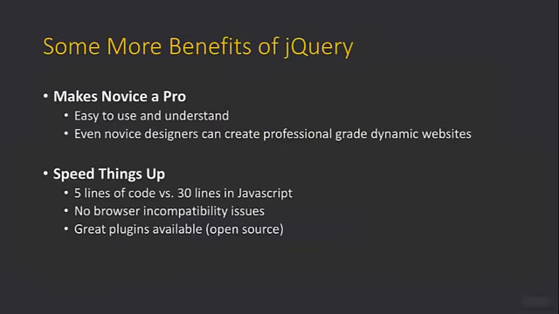Now here are a few more things that make jQuery such a popular library. It makes a novice look like a professional. Okay, a novice developer can get great work done using jQuery. It's easy to understand and use, and novice designers can create professional grade dynamic websites. And not only that, it speeds up the development process, right? 5 lines of code of jQuery versus 30 lines of code in JavaScript. That's the typical ratio we're talking about here.